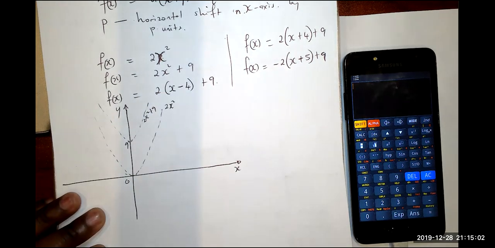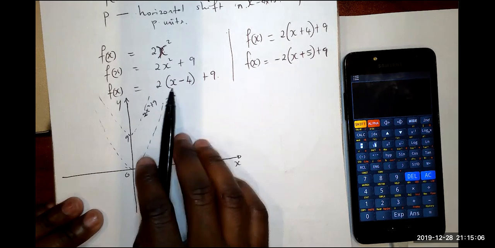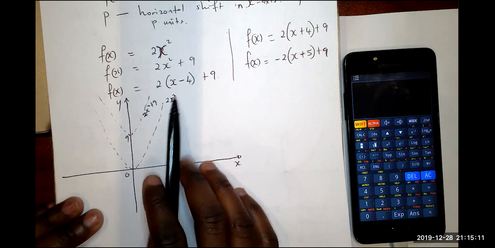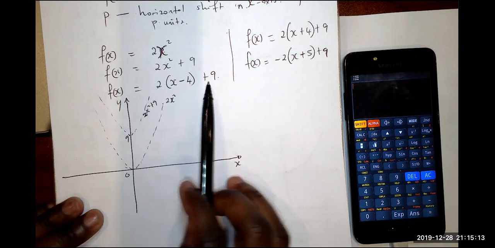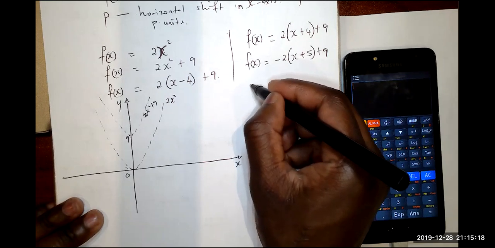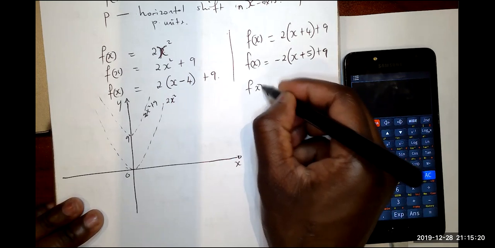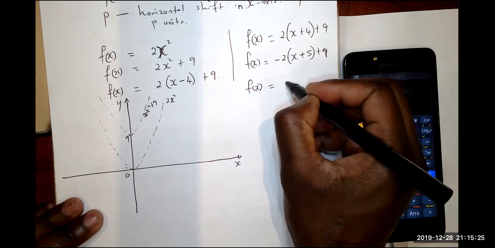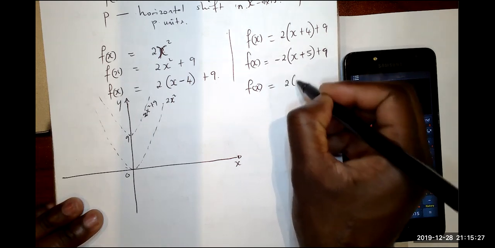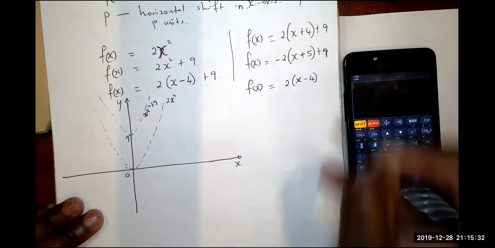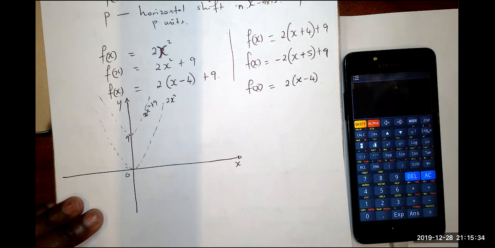Now what about that one? We have this plus 9, but not. Let's do something here quickly. Let's not have this one first. Let's check a simpler one, f of x equal to 2(x minus 4) squared, just like that, so that we have an understanding of what's going on here.